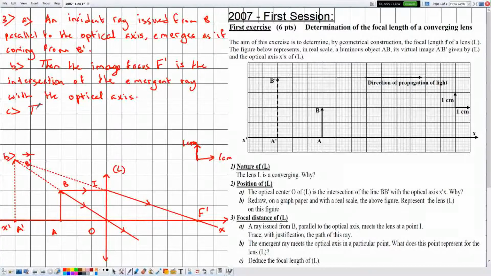The focal length is the distance from the optical center to the image focus. So from its definition, the focal length is the distance from the optical center O to the image focus f prime, and we don't forget the bar because this distance may be positive or negative.